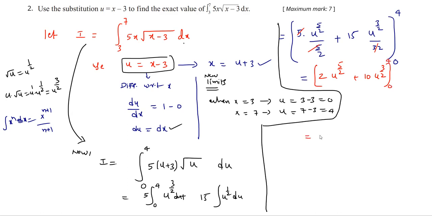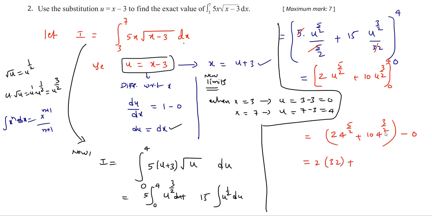Now simplify that. 2 times upper limit 4 means 4 raised to the power of 5 by 2, plus 10 times upper limit 4, so 4 raised to the power of 3 by 2, minus lower limit is 0. Anyway, everything is 0. Here 4 power 5 by 2 means square root of 4 is 2. 2 raised to the power of 5 is 32.